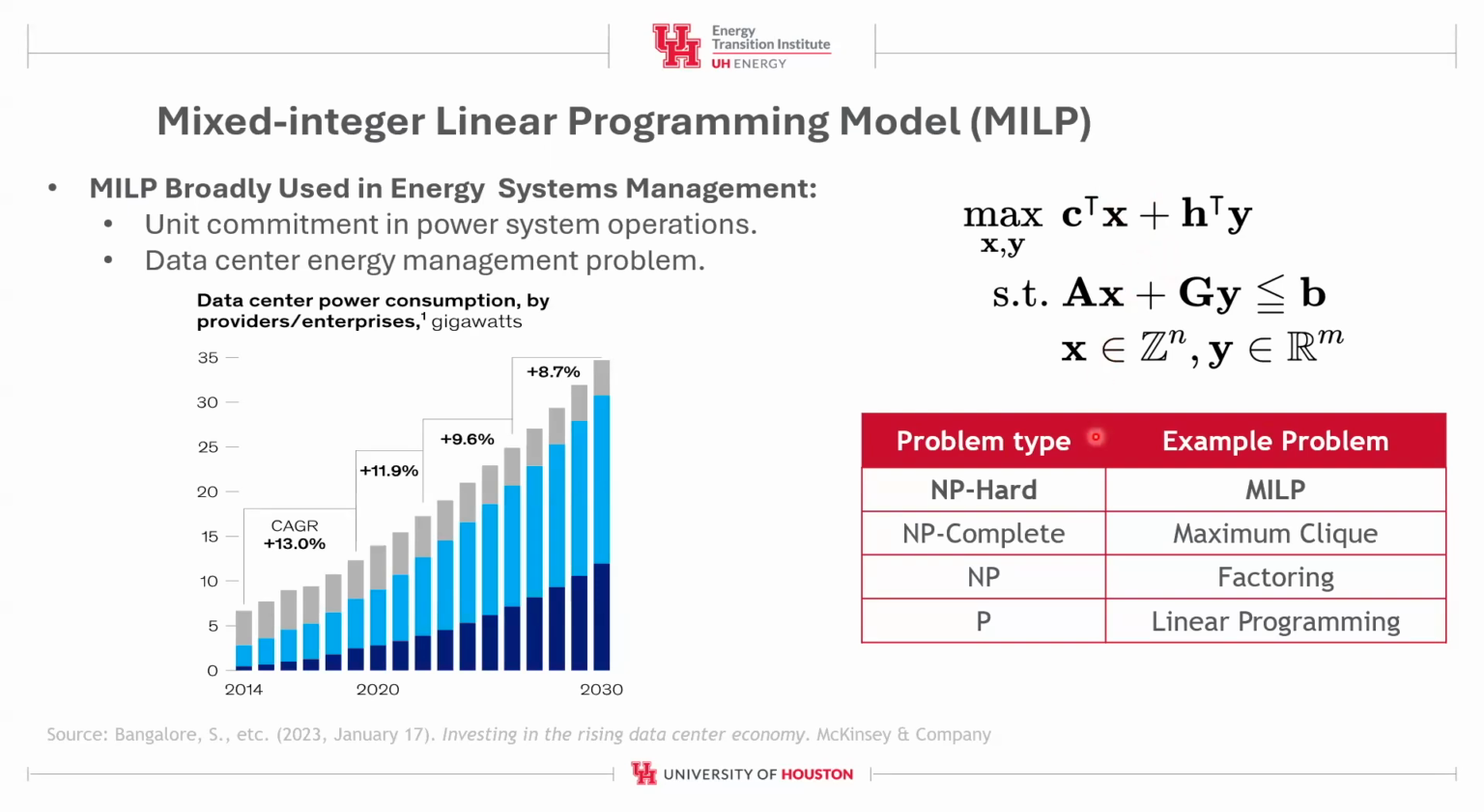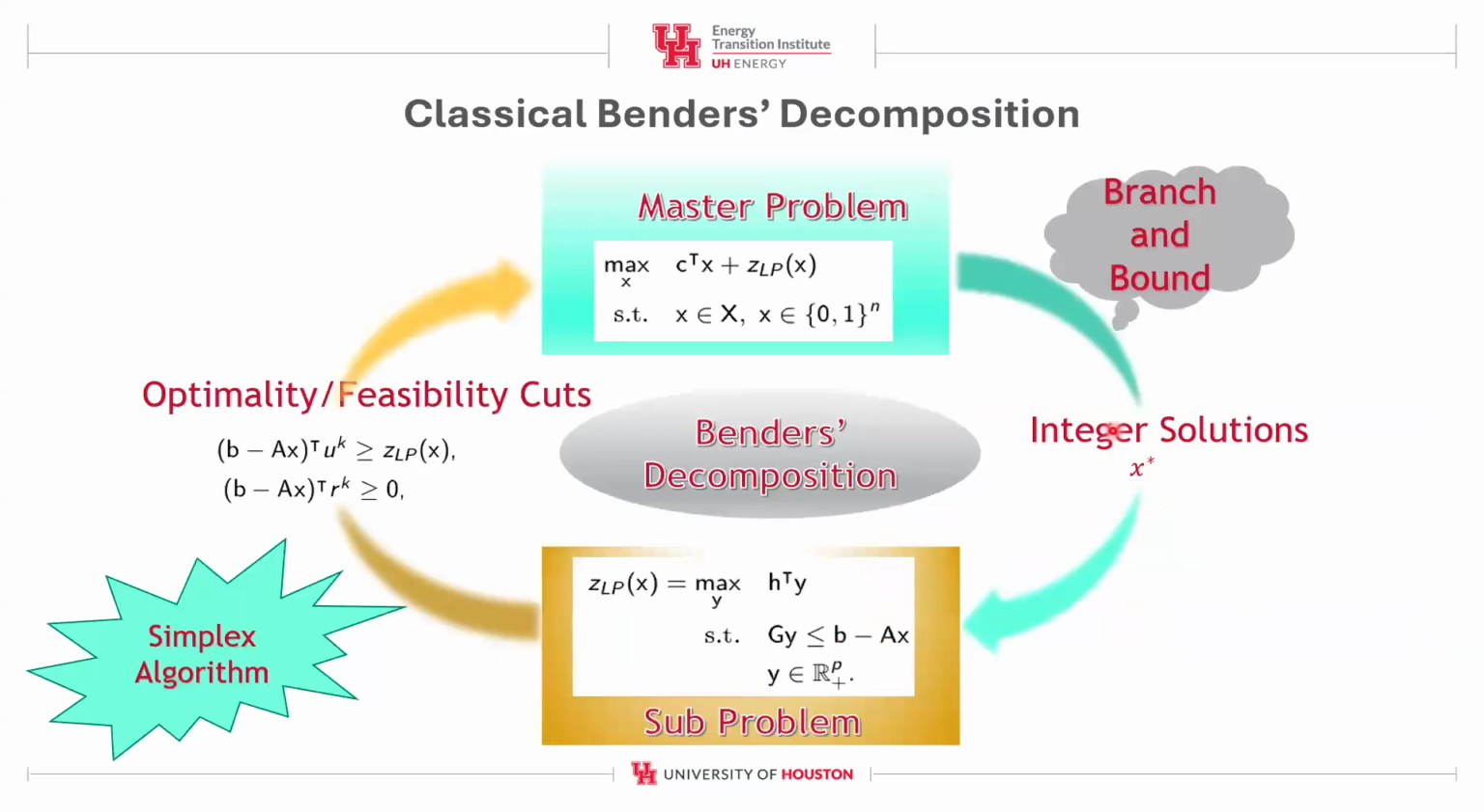However, this problem is very challenging because, generally speaking, the MILP problem is an NP-hard problem. It is very challenging to solve. Here, there is a famous algorithm called Benders decomposition. Basically, the idea is that we divide the problem into two parts, the master problem and the sub-problem.